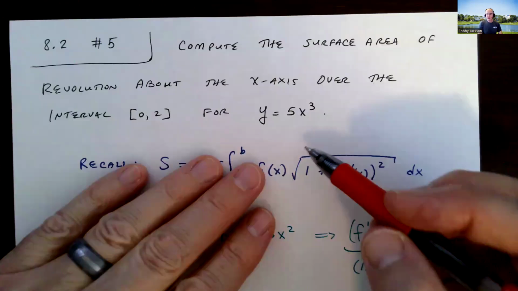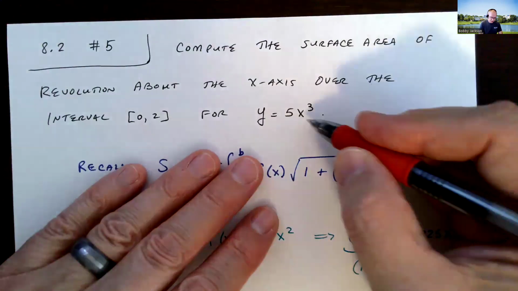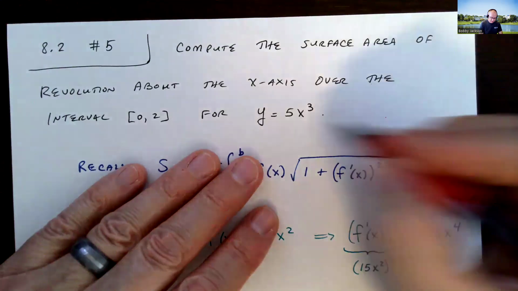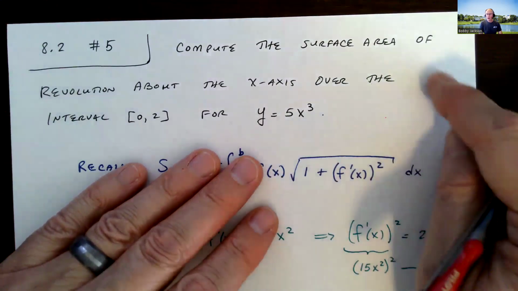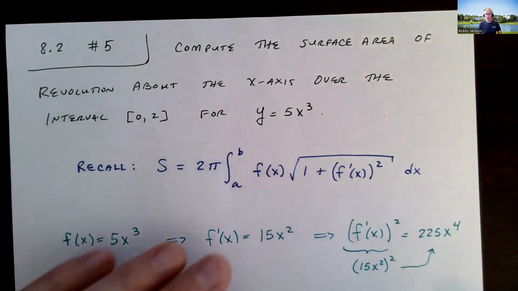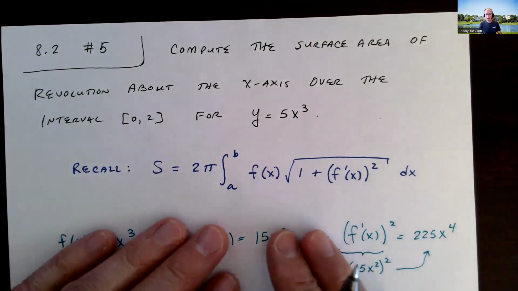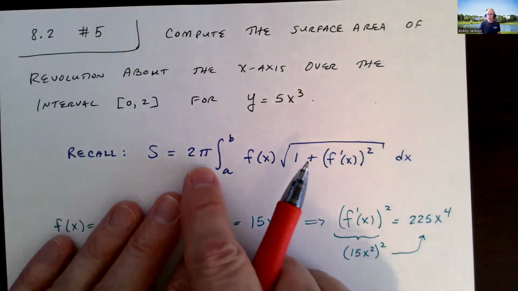Not going to draw out what the graph of 5x cubed looks like on the interval from 0 to 2. At 0, it's 0. And at 2, it's going to be 5 times 8, which is 40. So you've got that shape that's going to rotate around, and we're looking at the exposed surface on the curve. As that curve rotates about the x-axis, it forms a three-dimensional solid, and we're looking at the surface area of that.